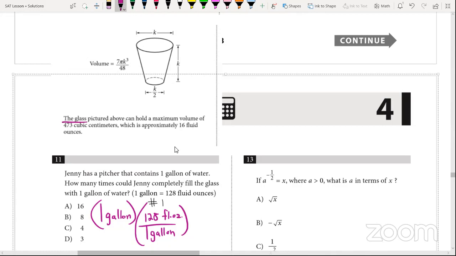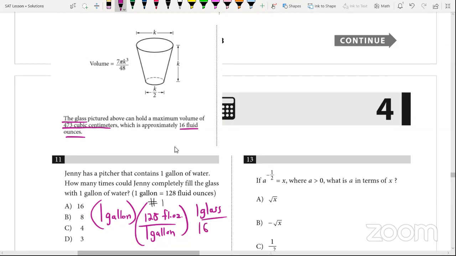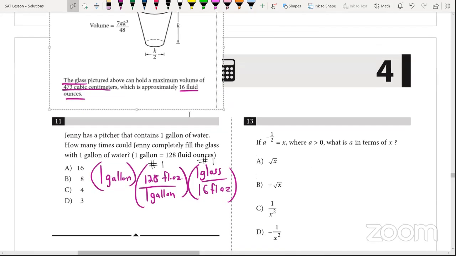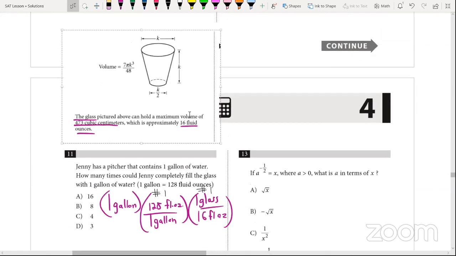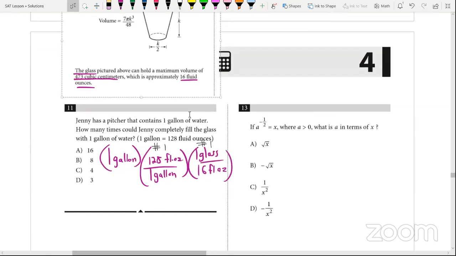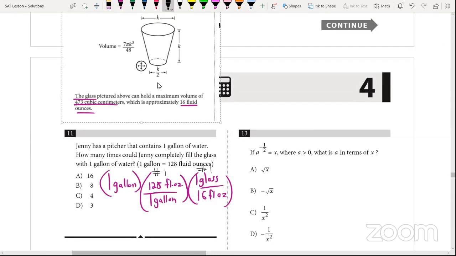However, here they tell us that the glass holds 473 cubic centimeters, which is the same as 16 fluid ounces. So what they're saying right there is that 1 glass is worth 16 fluid ounces. And once again, because 1 glass is 16 fluid ounces, this is the number 1, and we're allowed to multiply by the number 1 because nothing happens. So now we've got a situation where our units will be canceling away.